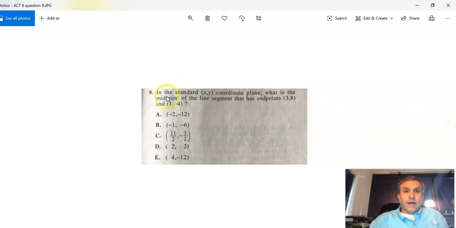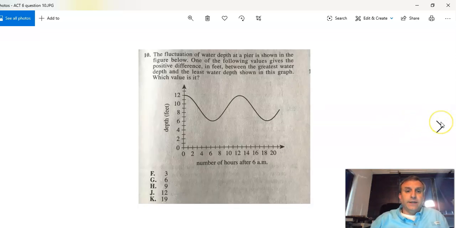What is the midpoint? Label x1, y1, x2, y2, and then use your midpoint formula: x2 plus x1 over 2, and y2 plus y1 over 2. All right, 10.